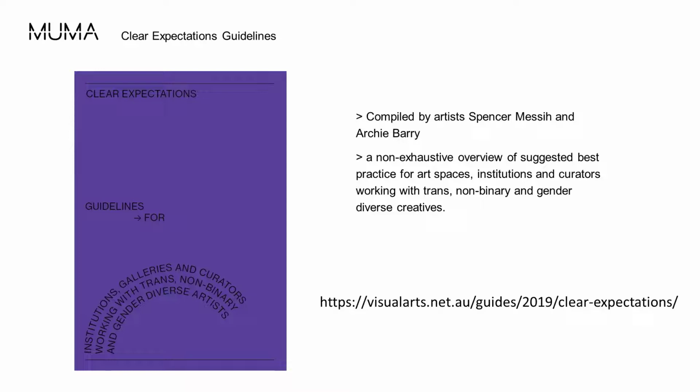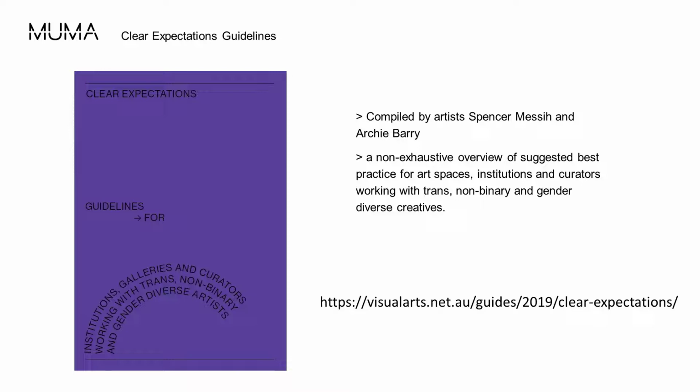Accompanying this acquisition, Archie included a copy of the most recent edition of Clear Expectations, Guidelines for Institutions, Galleries, Curators, Working with Trans, Non-Binary and Gender Diverse Artists. And this is co-authored by Archie and Spencer Messer in 2019. It is written as a non-exhaustive overview of suggested practice, and they recognise that this is really unable to address all situations, as the art world, gender and language are constantly changing constructs. The guide is really helpful in definitions of terms, suggested examples when using gender neutral terms, and recommendations when updating forms and catalogue systems with gender diversity options. It is available on the NAVA website, which is the National Association of the Visual Arts in Australia.